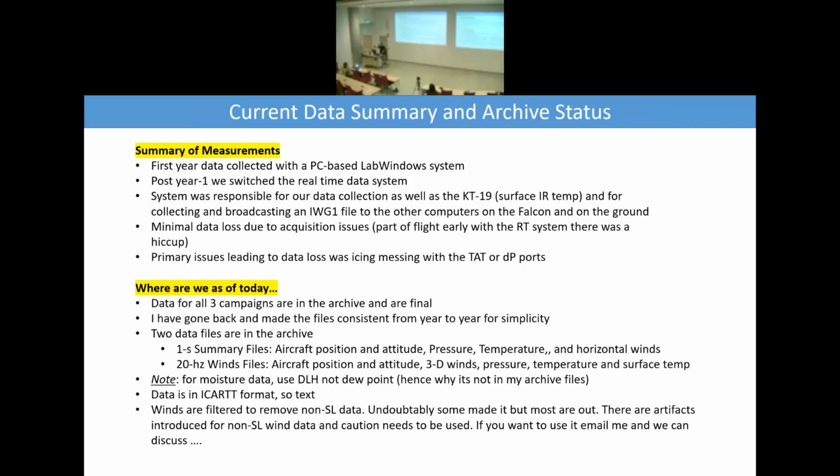Current measurements and stuff like that. Like say, we switched data systems halfway through. We also recorded the IR temperature that was on the Falcon, the KT-19. That's in the archive data.